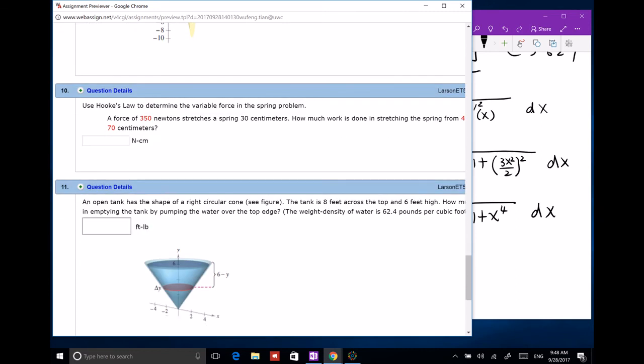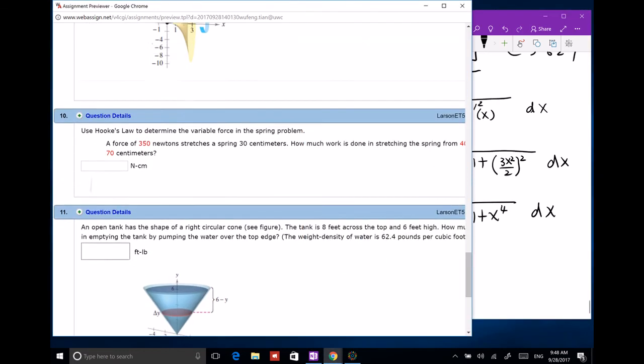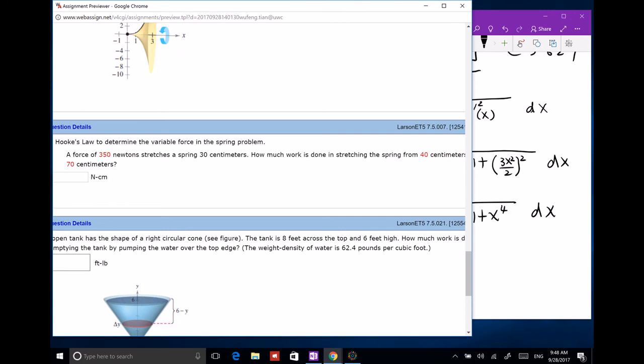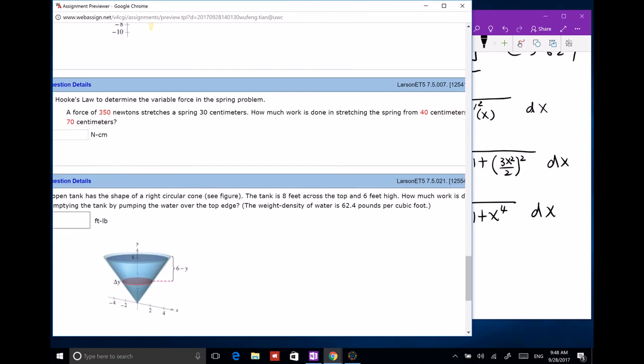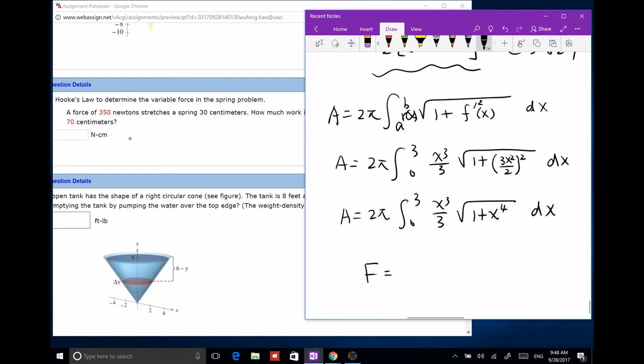And number 10, which is pretty simple. Does anyone have any question about number 10? It should be easy, right? You go back and find the example from your notes. Should be very easy for number 10. It's not really a formula. You just use F equals K times D. You find the K, Hooke's law.